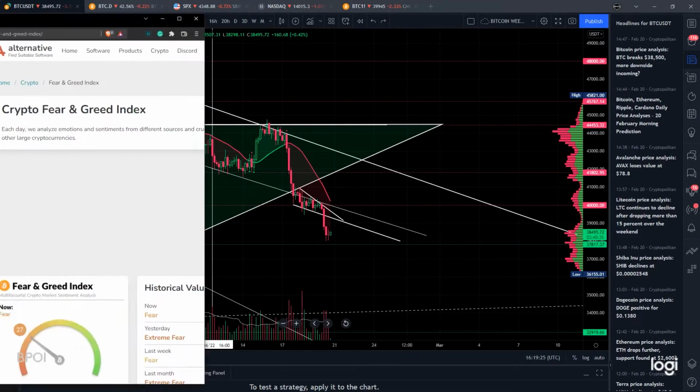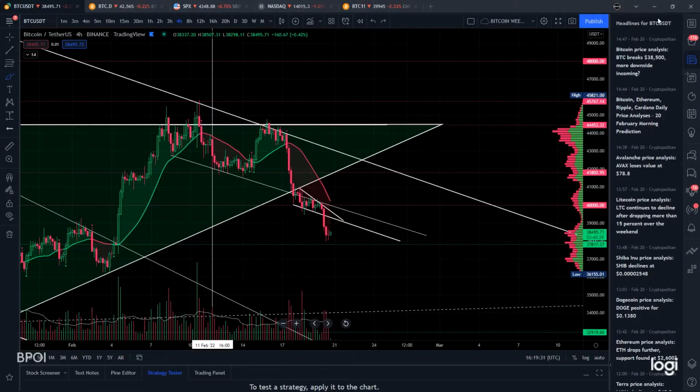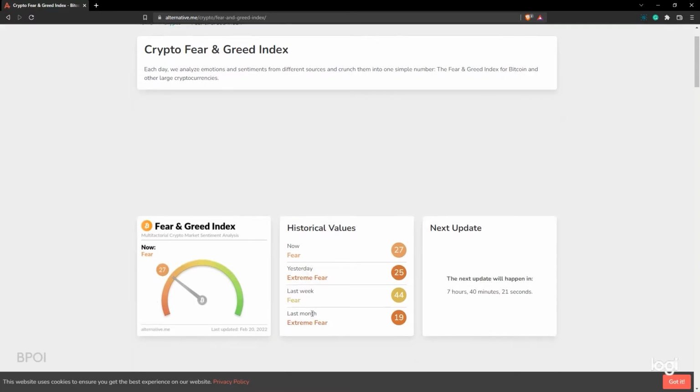Now, yesterday we expected this to be in extreme fear. We're still in fear. Yesterday we were in extreme fear. Sorry, let me bring that back up. So I think we said here, we were in neutral, then we were in fear. We said we expected extreme fear, which we saw yesterday. We're just a couple of points out of extreme fear at the moment, 27.